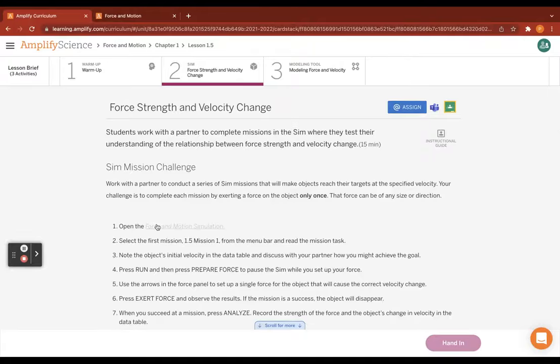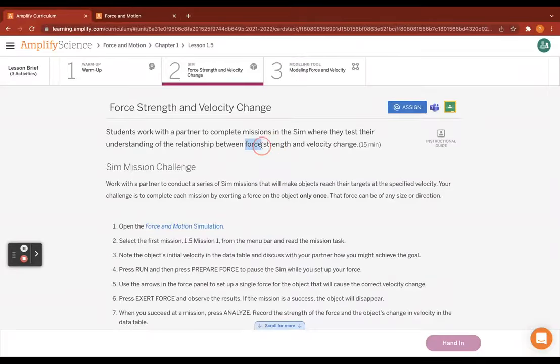Yesterday, you took on a very difficult challenge, Chapter 1, Lesson 1.5 of Force and Motion. The most difficult part of this lesson was Activity 2, so I'm going to show you what success looks like on this one. The goal is to understand the relationship between force strength and velocity change.